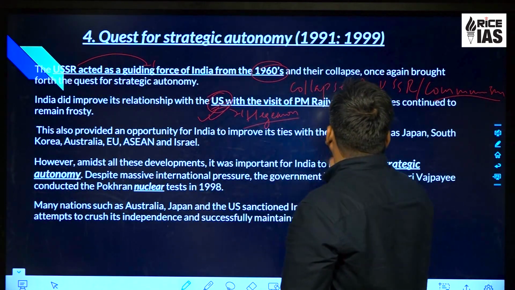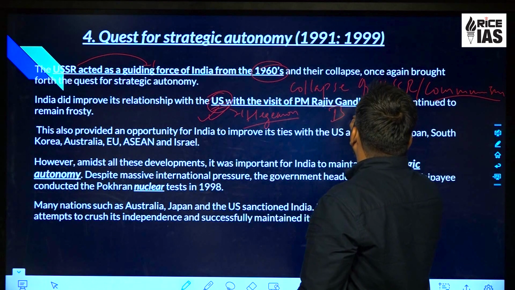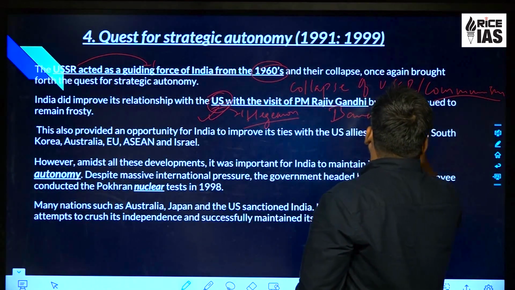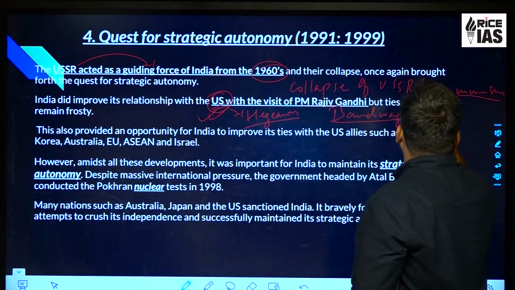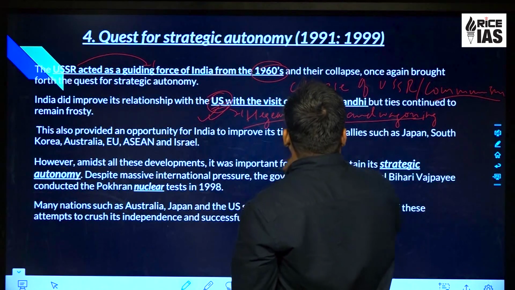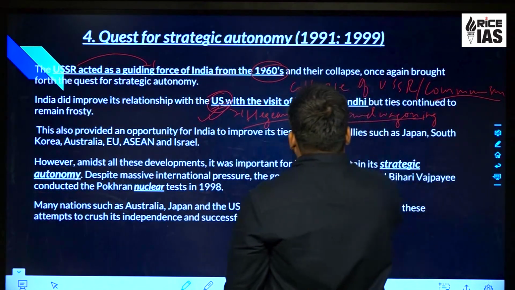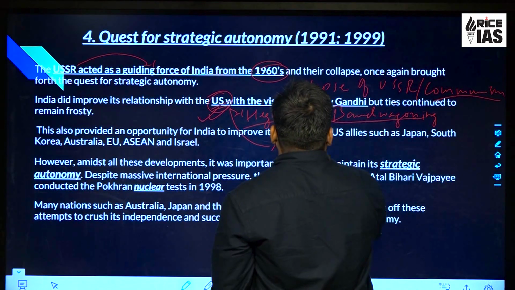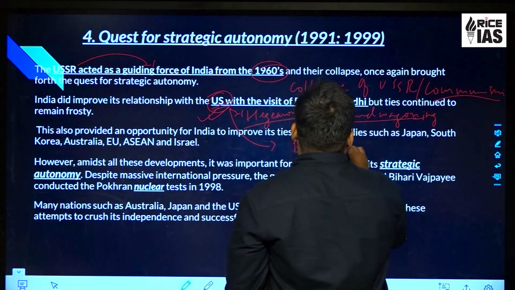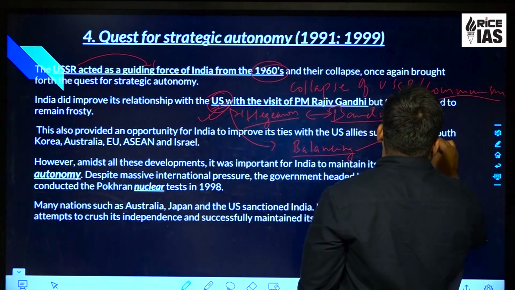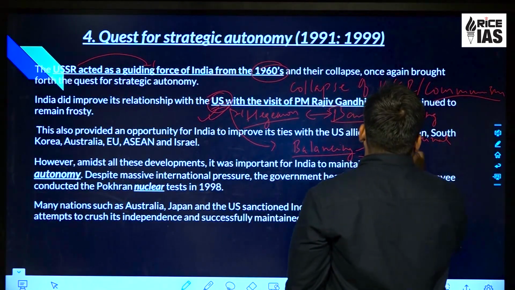Sometimes going with the hegemon is also called bandwagoning. B-A-N-D, band, W-A-G-O-N, wagon. Bandwagon. So going with the hegemon is called bandwagoning. Now, there are other alternatives available, which is balancing. Balancing could be internal balancing or it could be external balancing.